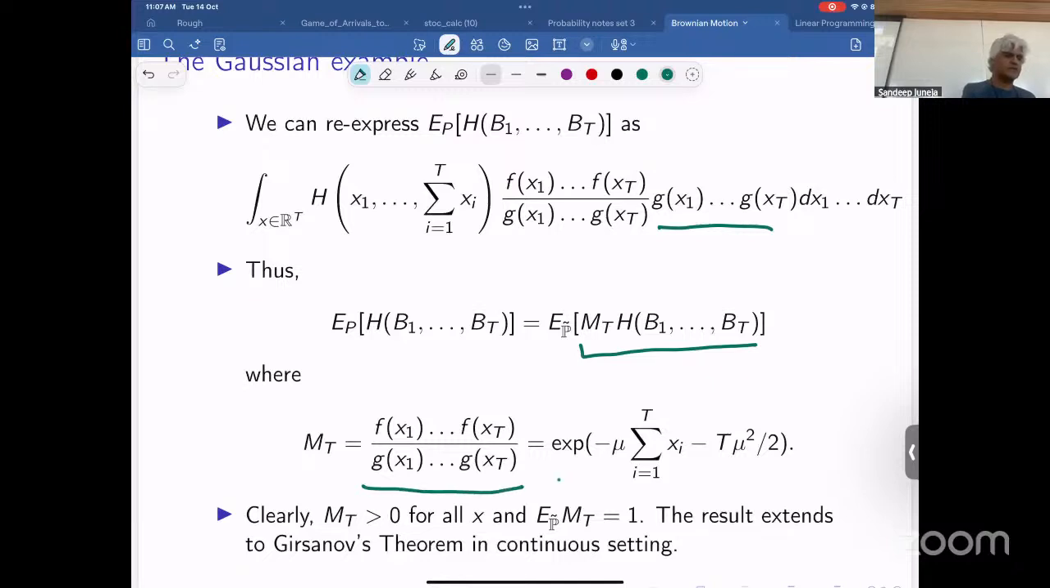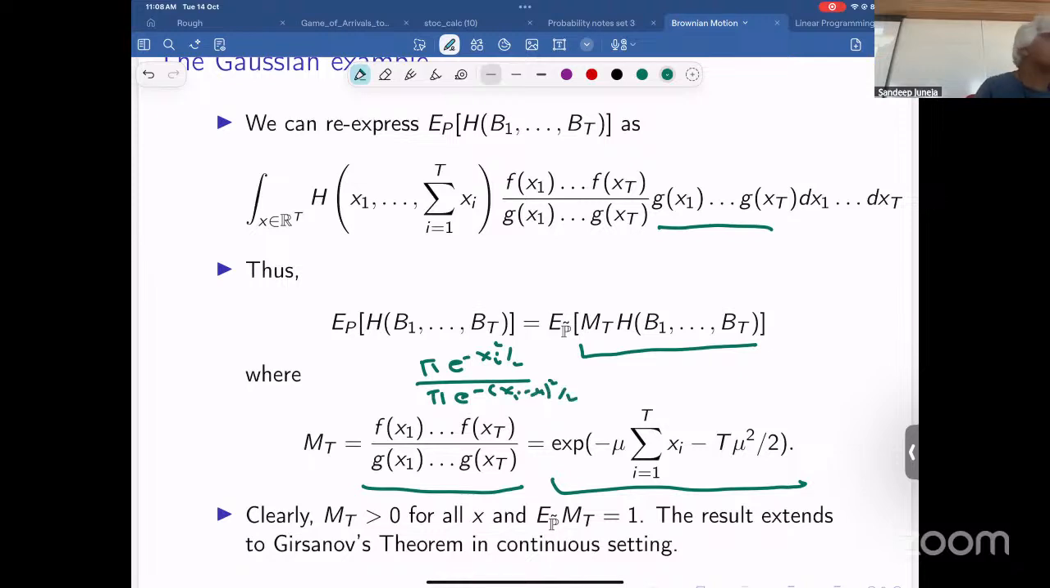MT would be the ratio of these probabilities, and it simplifies to this quantity. F is the PDF of N(0,1), G is the PDF of N(mu, 1). Because they're independent, the densities multiply and the exponentials add up. The numerator is the product of e to the power minus xi squared over 2, and the denominator is the product of e to the power minus (xi minus mu) squared over 2.